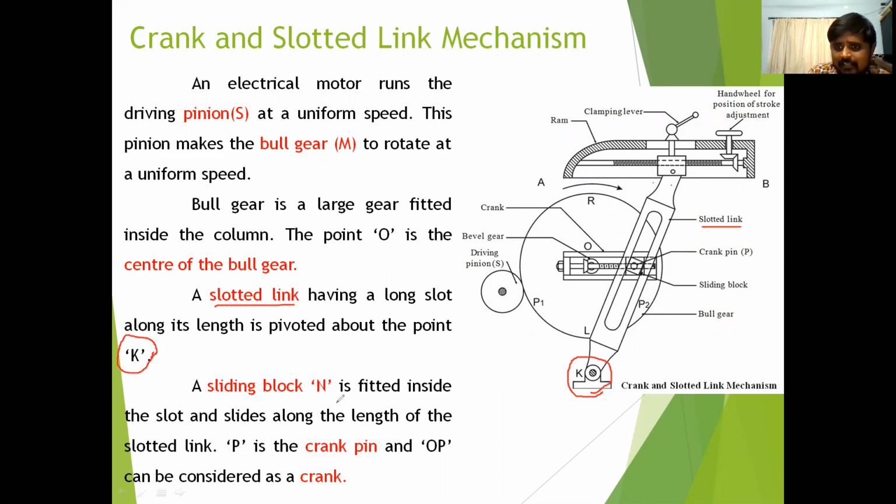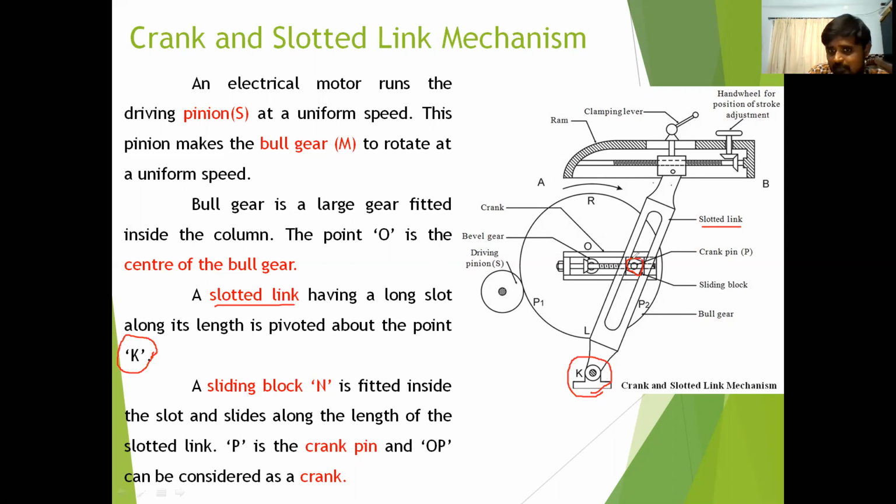A sliding block N. This is called the sliding block. A sliding block N is fitted inside the slot. So this small block is fitted inside this slot and slides along the length of the slotted link.